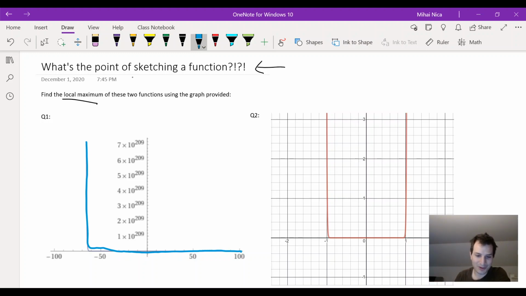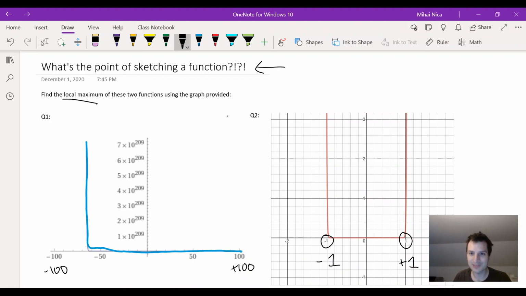Okay, so hopefully you thought about it, and I think the answer is neither of these functions have a local maximum that you can see. This one just goes off forever. This one goes up here. This one is between -1 and +1. This one is on a different axis, -100 to +100. But both of them, it looks like there's no maximums going on here at all.